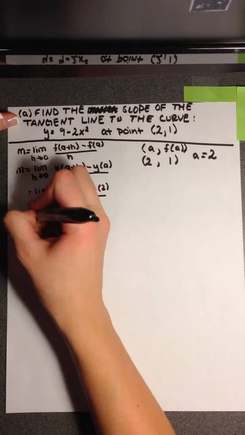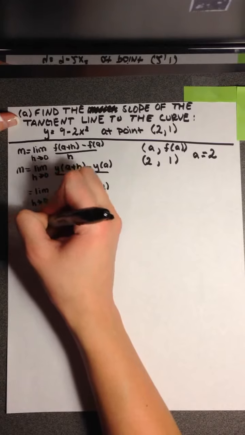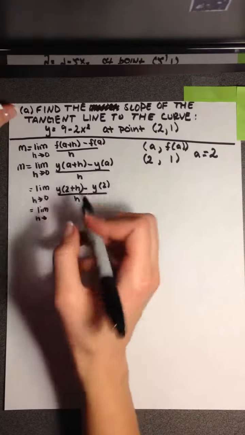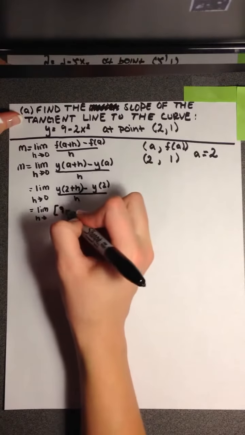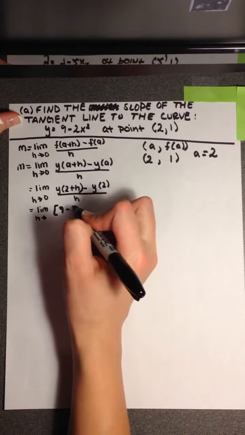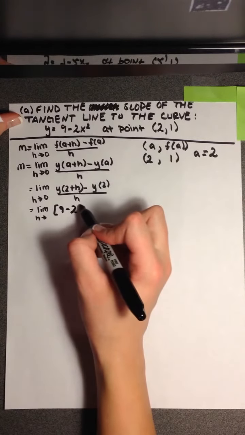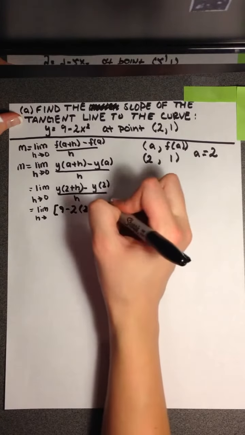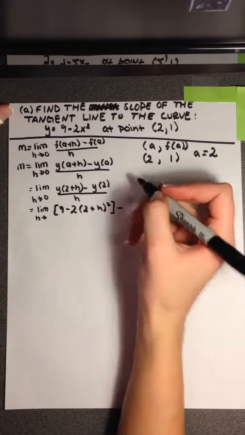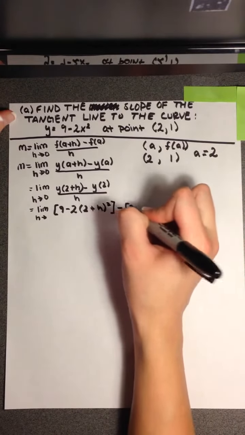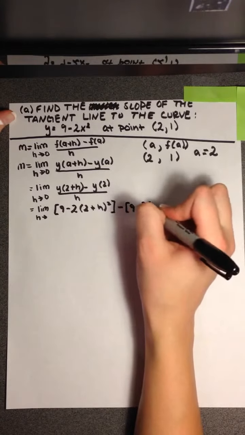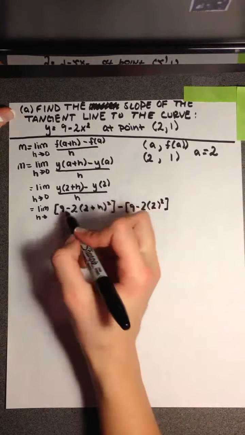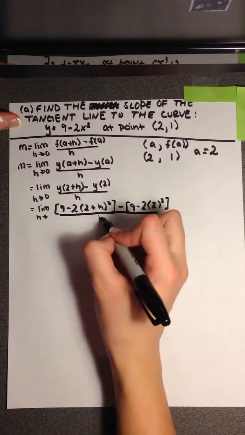So that gives us the limit as h approaches 0 of 9 minus 2 times, and we're going to put 2 plus h in for our x, so we have 2 plus h squared, all of that minus 9 minus 2, put the 2 in for the x now, 2 squared. And then again, all of this is over h.